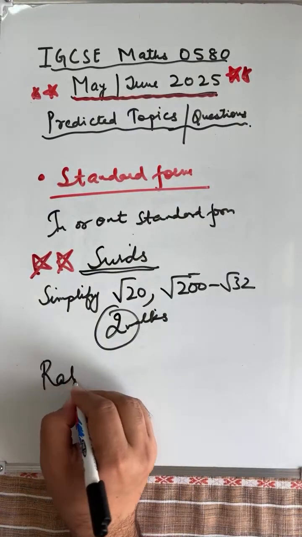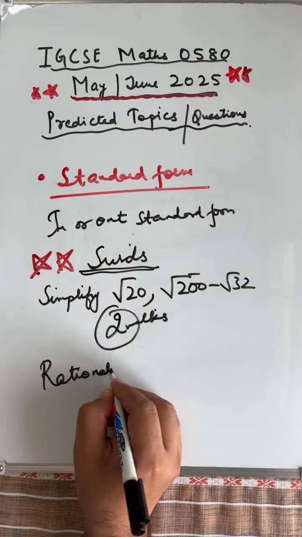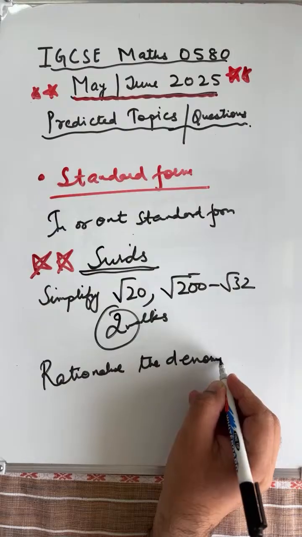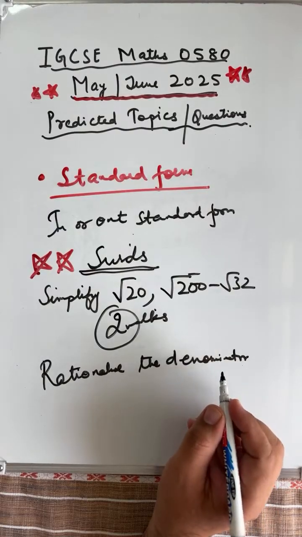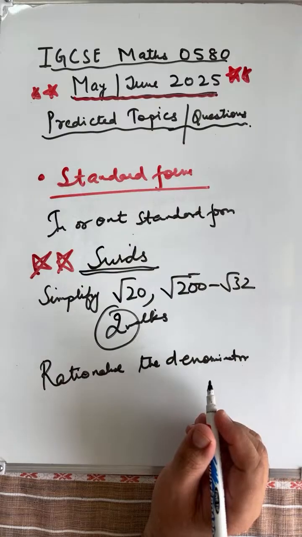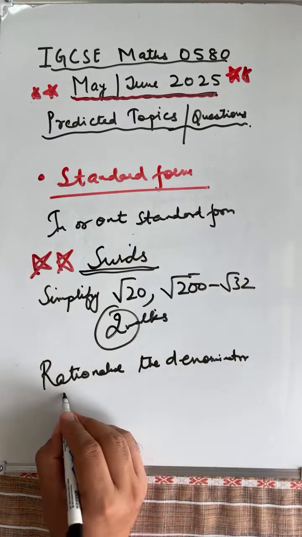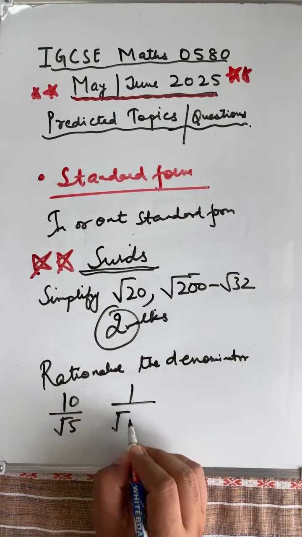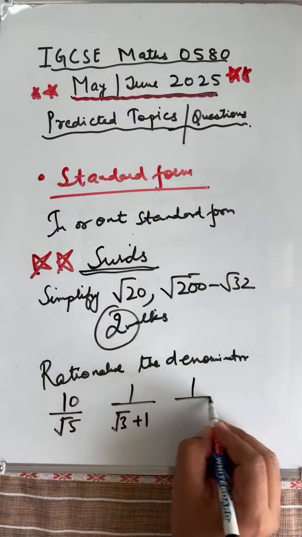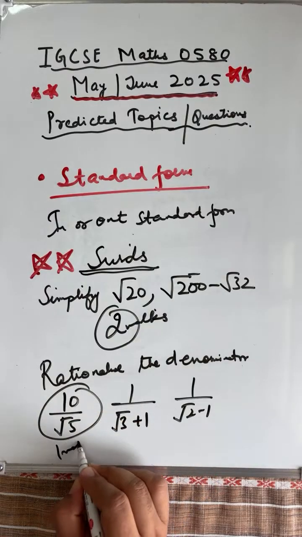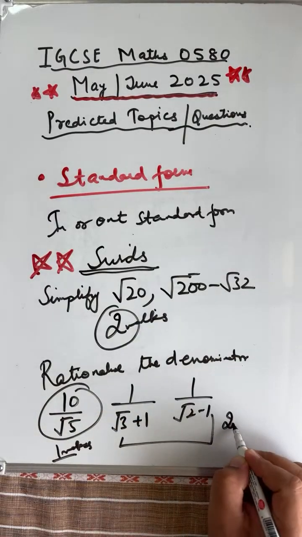Then rationalize the denominator. Likewise, 10 upon root 5, or 1 upon root 3 plus 1, 1 upon root 2 minus 1. This can come in 1 mark. This can come in 2 marks.